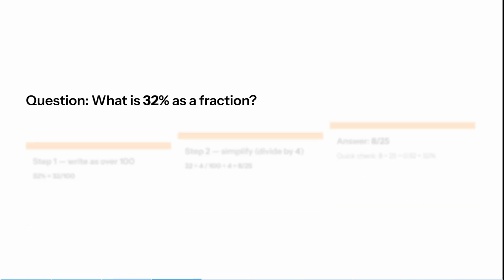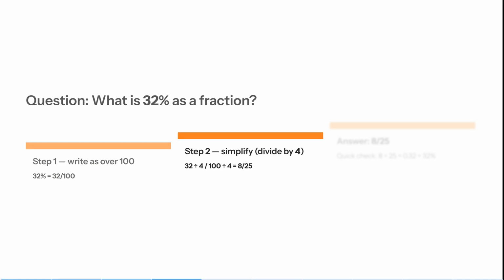Next one, 32% as a fraction. So write it as over 100, 32 over 100. Simplify down by dividing by 4, and we can get 8 over 25. That's our answer. You can do a quick check on a calculator, obviously you can't do that in the exam, but 8 divided by 25 is 0.32, 32%, so that's correct.